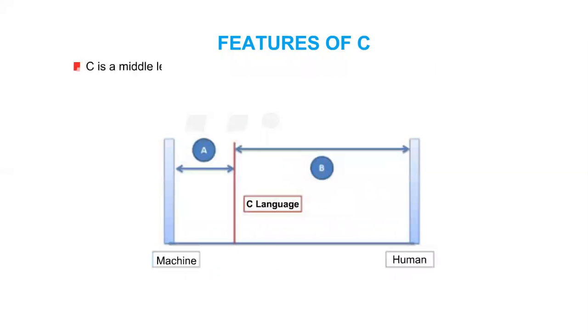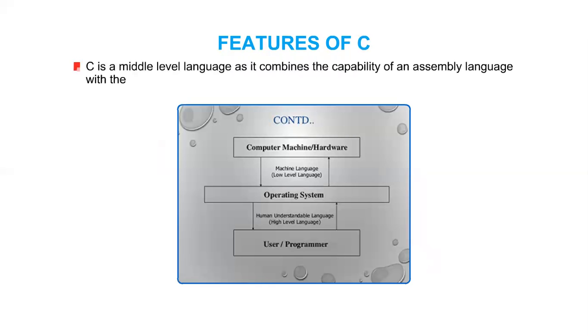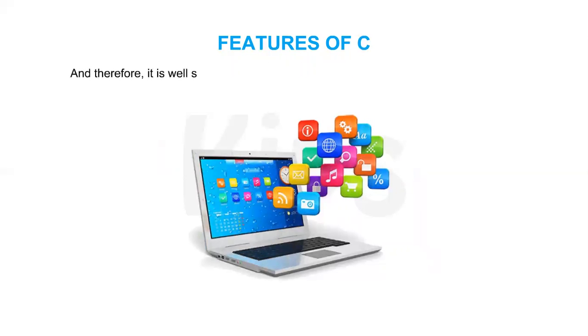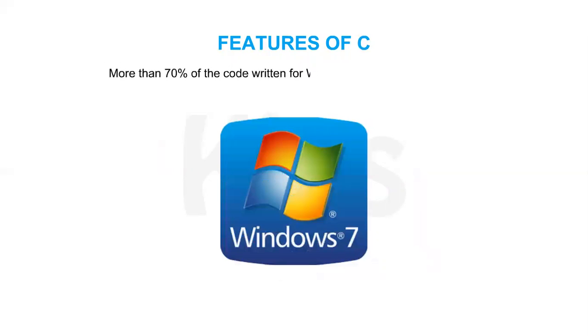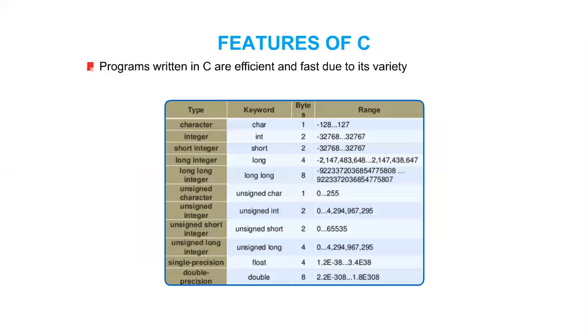C is a middle-level language as it combines the capability of an assembly language with the features of a high-level language. Therefore, it is well suited for writing both system software and business packages. More than 70% of the code written for Windows 7 has been written in C. Programs written in C are efficient and fast due to its variety of data types and powerful operators.